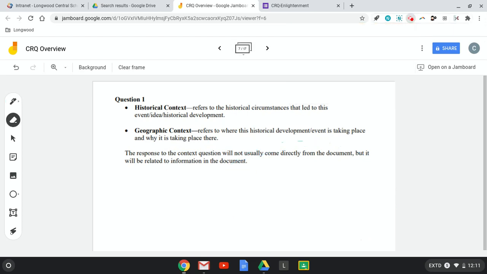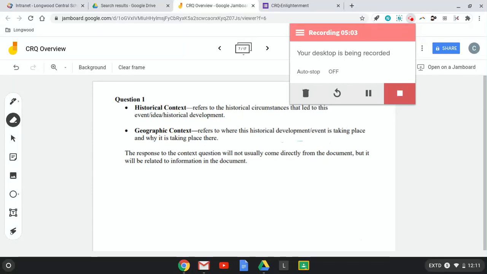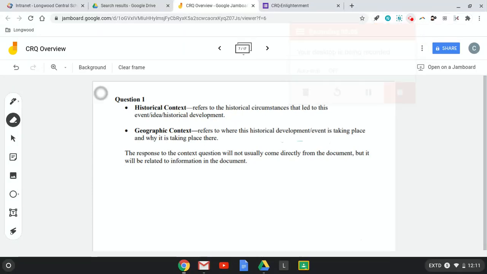Again, the first question for the first document is always going to ask you about either historical context or geographic context. It's going to be one of those two, and it's always the same question.